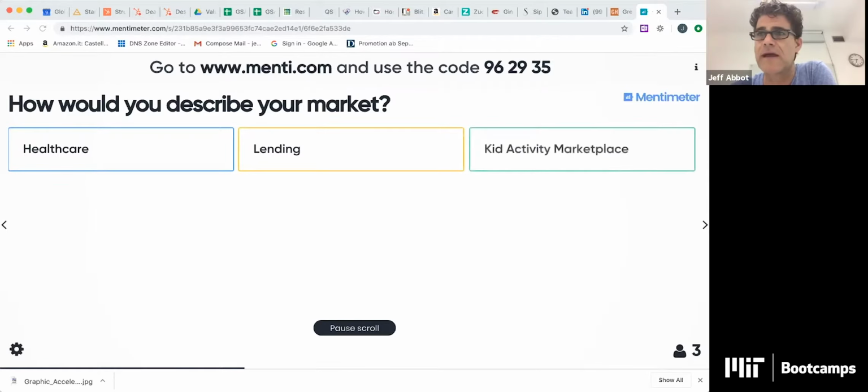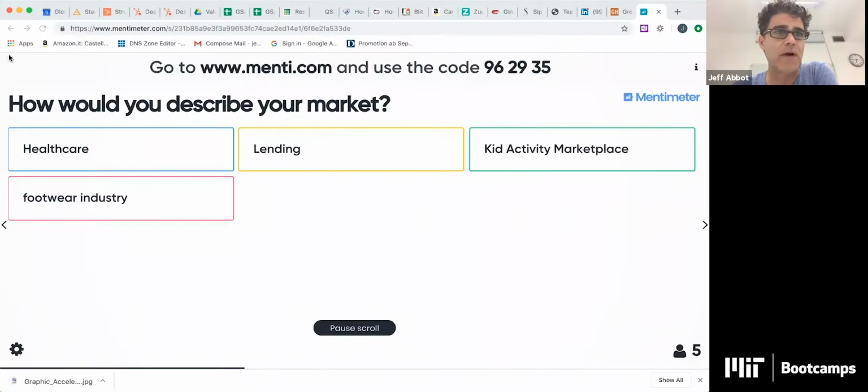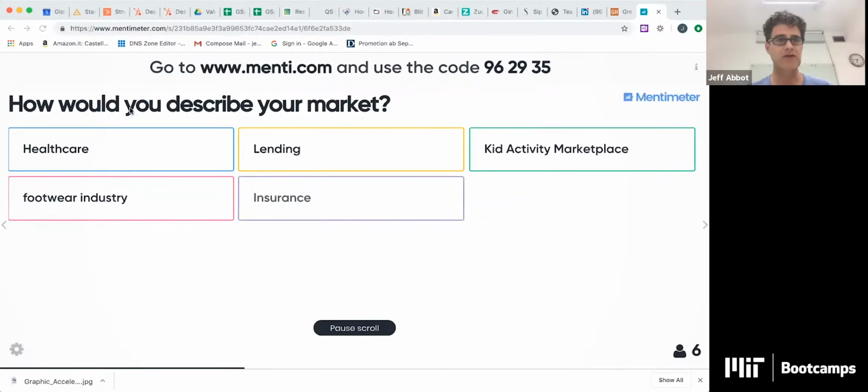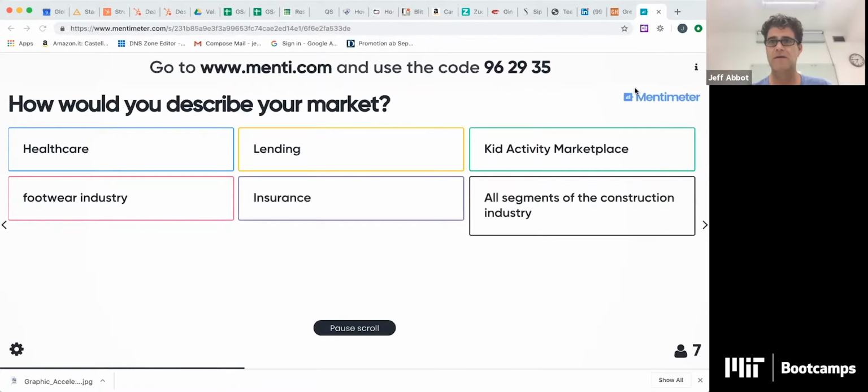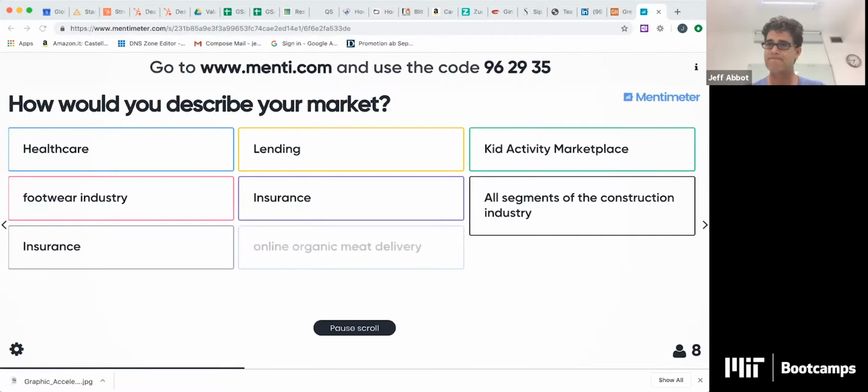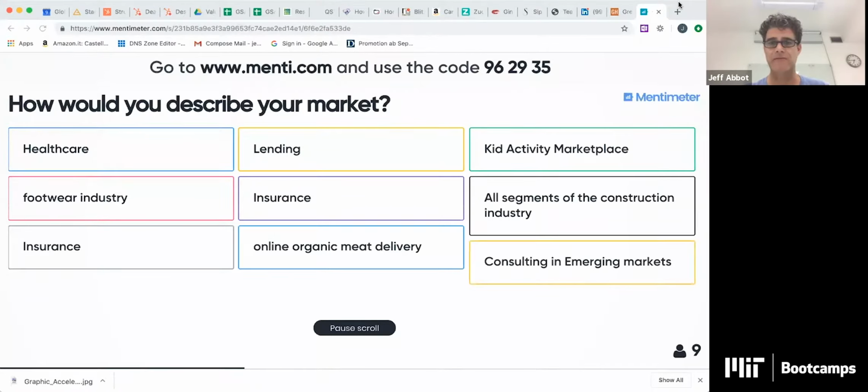Excellent. Healthcare, lending, kid activity marketplace. We have a great diversity here. The footwear industry, insurance, all segments of industry. Well, one thing that I can say is you've all chosen very large markets. The online organic meat delivery market, excellent. Where do I sign up? And consulting in emerging markets, that's interesting.